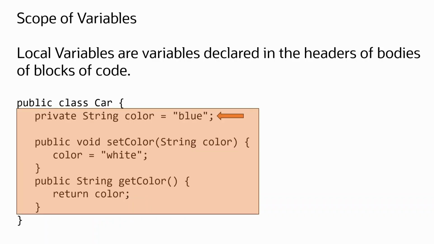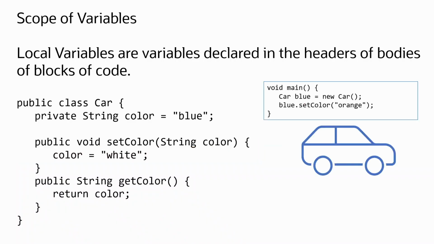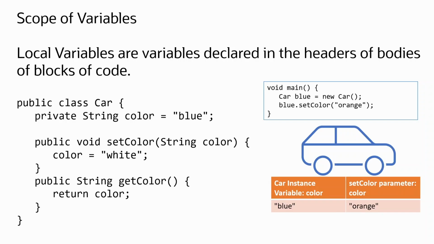What happens if we have color being used as the instance variable, but also being used as the parameter in setColor? Well, if we have a main that declares a car that's blue, we will have two variables both with the same name. One is the car instance variable color that has the value blue, and the other is the setColor parameter color that has the value orange.